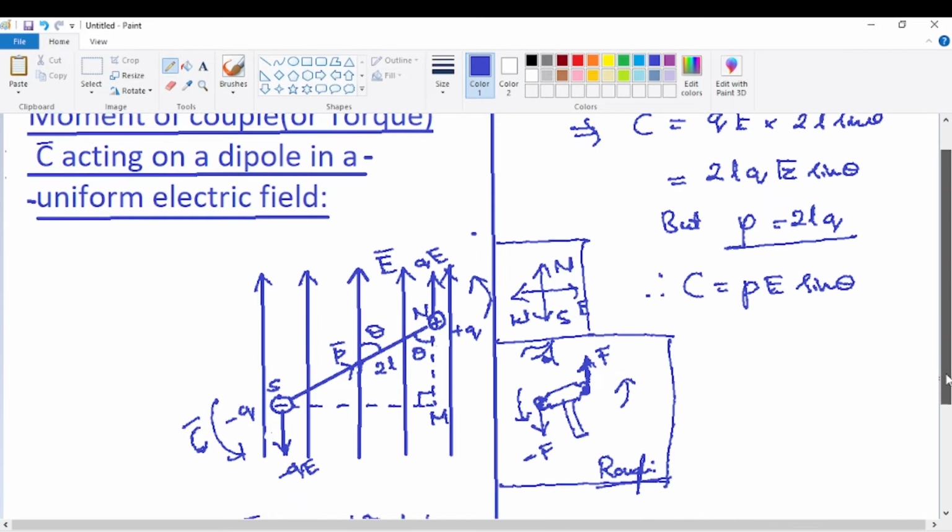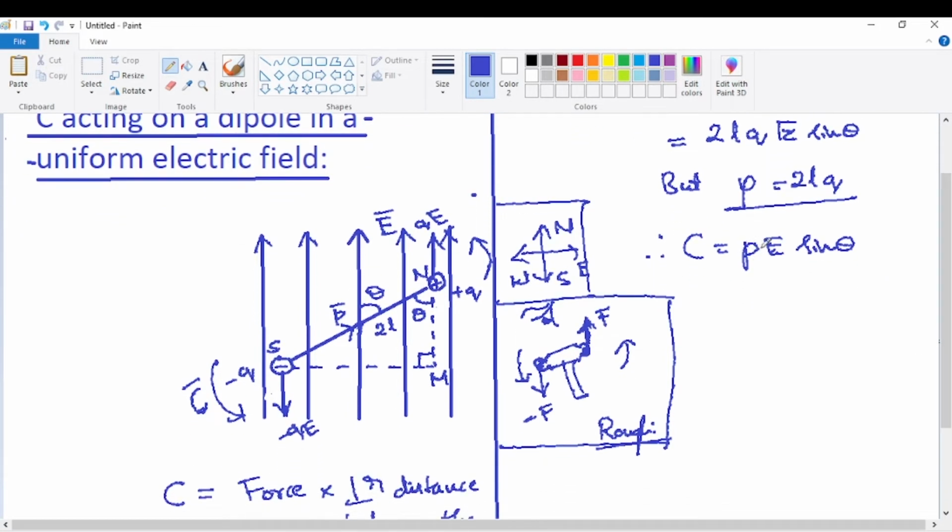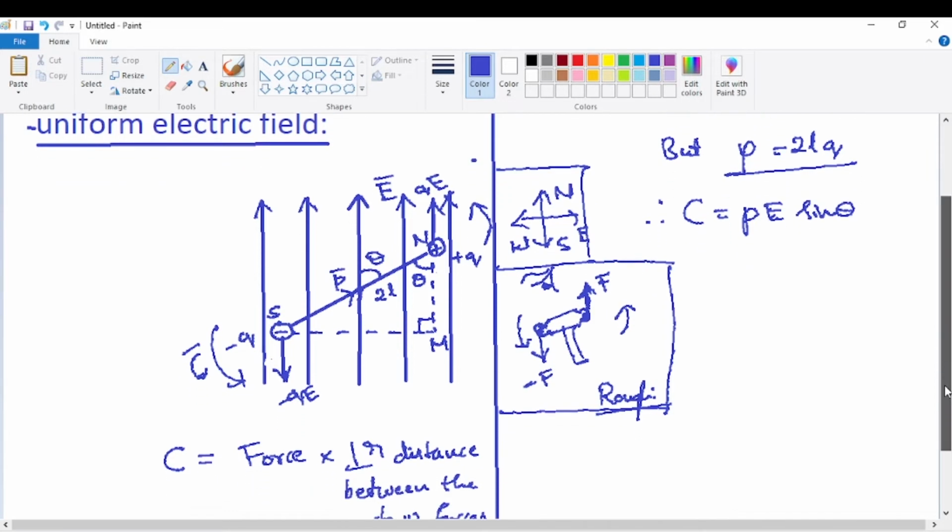So just observe here. P is the electric dipole moment. It's a vector. E is the electric field vector. It's also a vector. C is also the moment of couple. It's also a vector. So really on the left hand side we have a vector. Right hand side also we have the product of the magnitudes of the two vectors and the sine of the angle theta between them. Now we have already learnt about the cross product of two vectors.